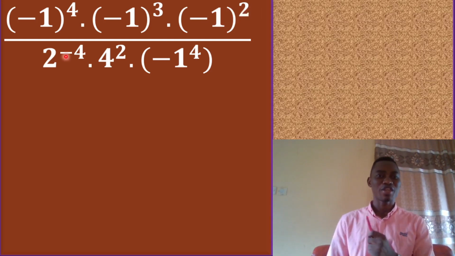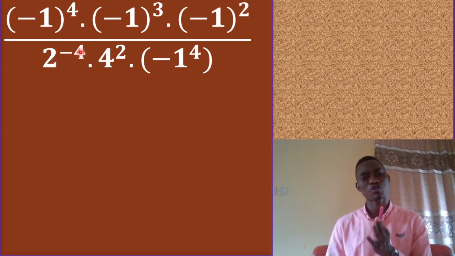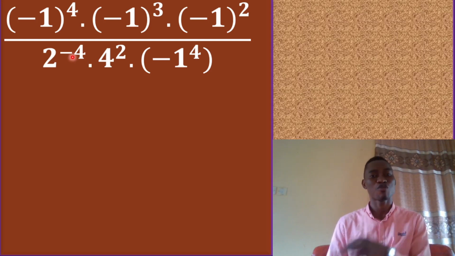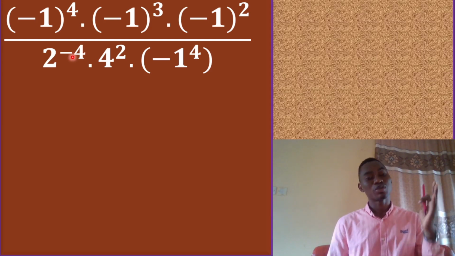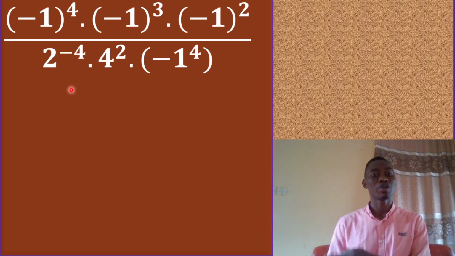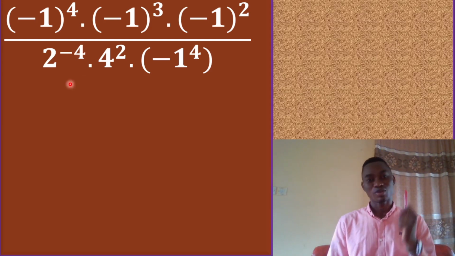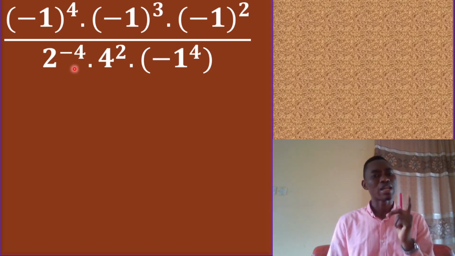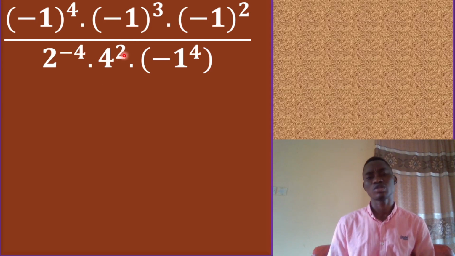Is that clear? Then in this particular place, 2 raised to the power of minus 4, we can express it as 1 over 2 raised to the power of 4. You can remember that a raised to the power of minus n is equal to 1 over a raised to the power of n. That is the negative index, under the laws of indices. I'm going to upload a lesson on indices very soon on this channel. Of course, we know what 4 squared is. 4 squared is 16.